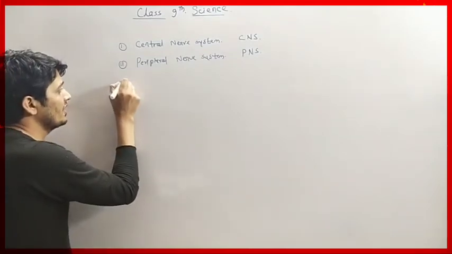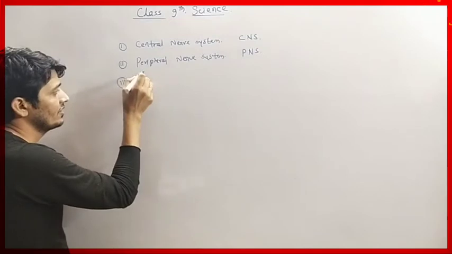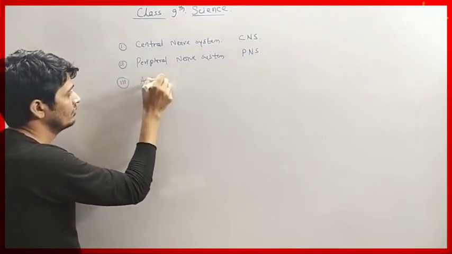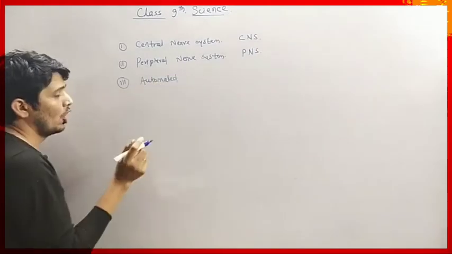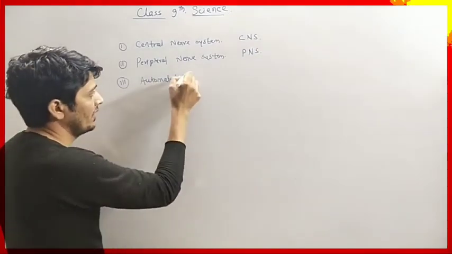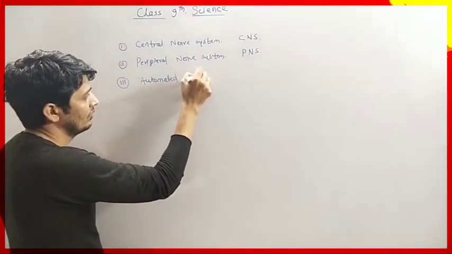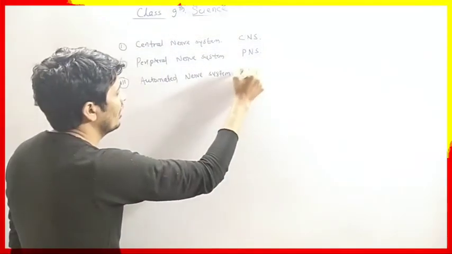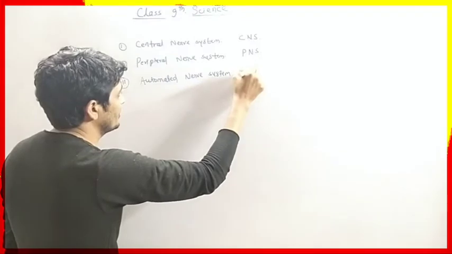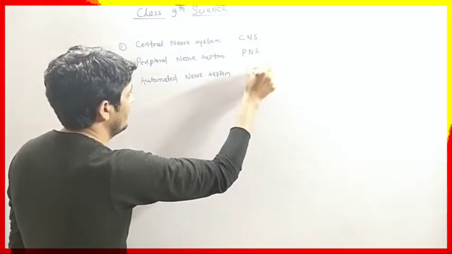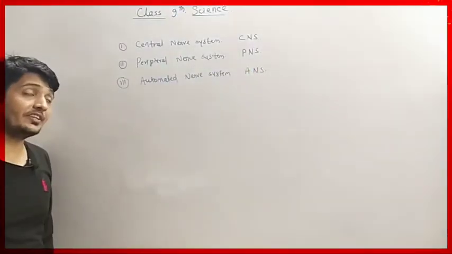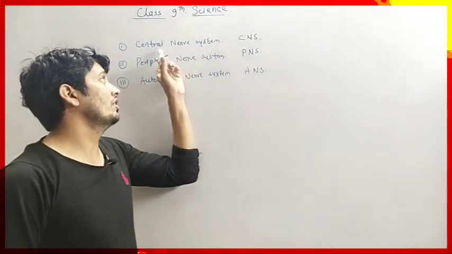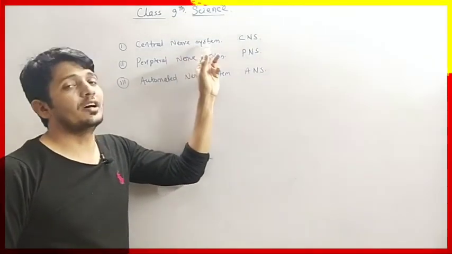And last but not the least is the automated, या ऑटोमेटिक भी कह सकते हैं, it is automated nerve system, और इसको हम ANS से रिप्रेजेंट करते हैं. ANS. What is ANS? It is automated nerve system. So today we are going to understand about the central nerve system.